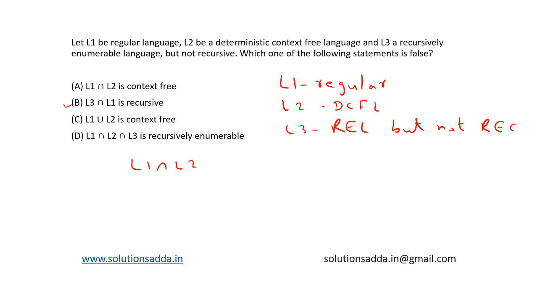Option C, L1 union L2 is context free. As regular languages are closed under union also, L1 union L2 is context free. This is also true. Option D, L1 intersection L2 intersection L3 is recursively enumerable. So L1 intersection L2 is DCFL, because regular languages are closed under intersection. And DCFL intersection L3 is recursively enumerable, because DCFL is in turn recursively enumerable, and recursively enumerable intersection recursively enumerable is also recursively enumerable. So this is also correct. So among the options, option B is the statement which is false. So option B is the correct answer here.